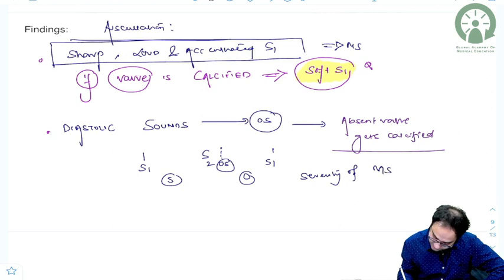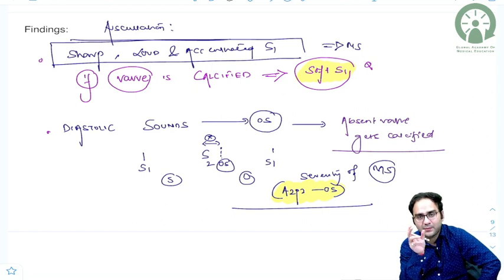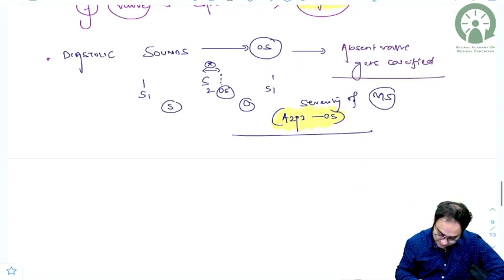The severity of MS is based on the A2-OS gap, the gap between the second heart sound and the opening snap. If the gap is small, the severity is more. If the gap is wide, the severity is less. Okay, so this is about the opening snap.